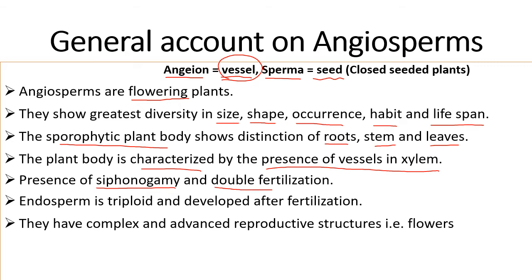Another characteristic is double fertilization. Then the endosperm is triploid and developed after fertilization. This is also a very important peculiar characteristic feature of angiosperms. They have complex and advanced reproductive structures, that is flowers. So these are a few of the important characteristic features of angiosperms.